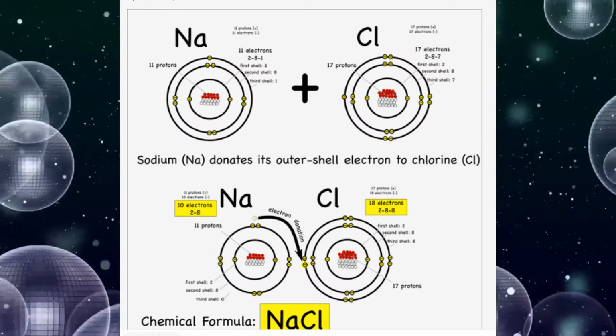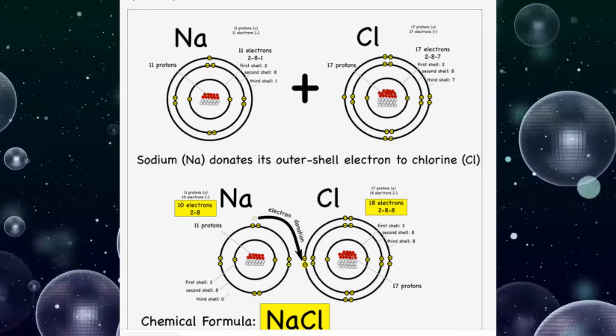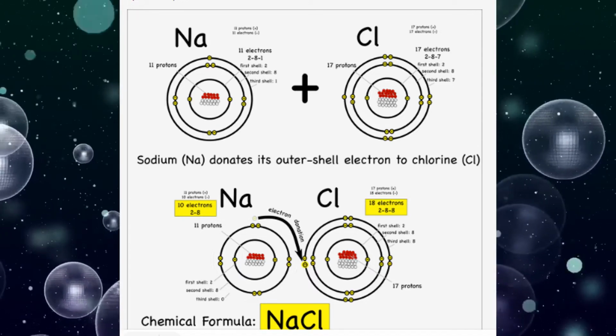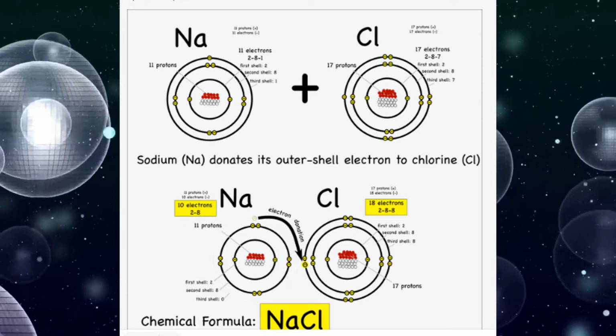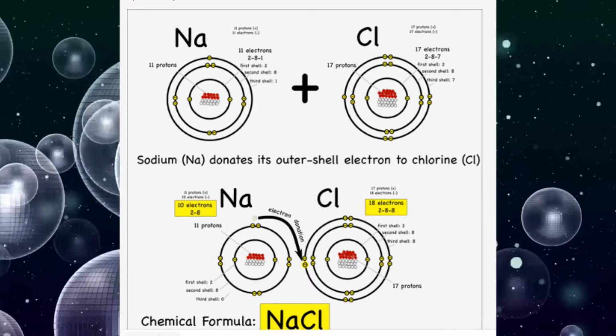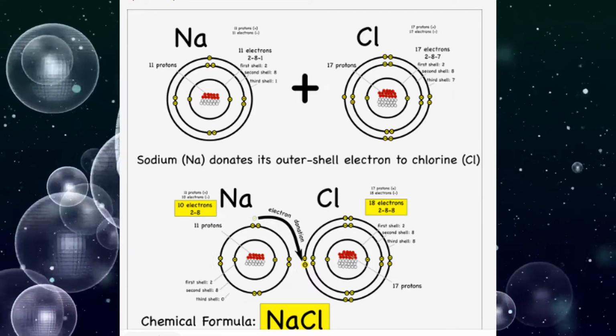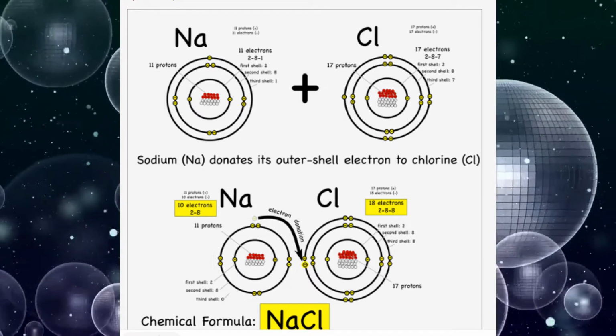Ionic bonds usually occur between metal and non-metal ions. For example, sodium, Na, a metal, and chlorine, Cl, a non-metal, form an ionic bond to make NaCl.